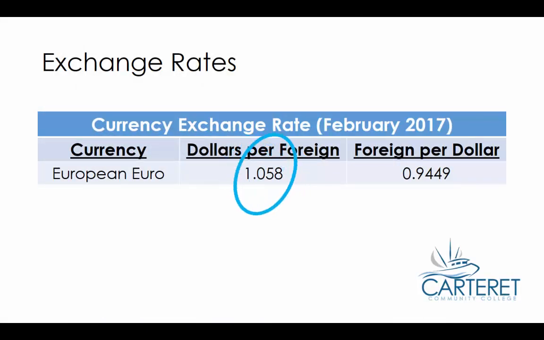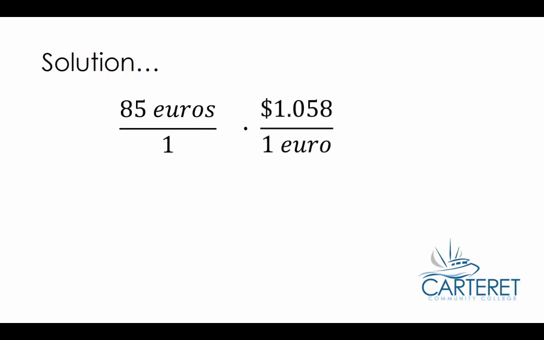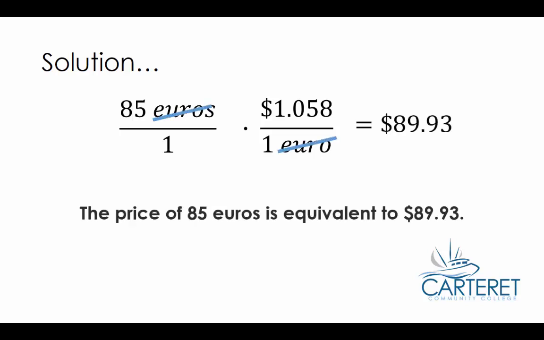Use the numbers in the dollars per foreign column to convert from foreign currency to US dollars. We use the unit conversion factor where American dollars are in the numerator and euros are in the denominator so that they cancel out appropriately. Multiplying straight across, we see the price of 85 euros is equivalent to $89.93.